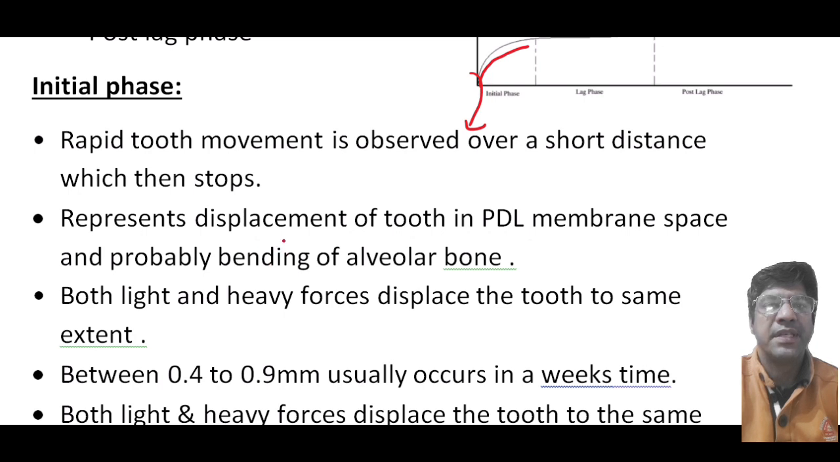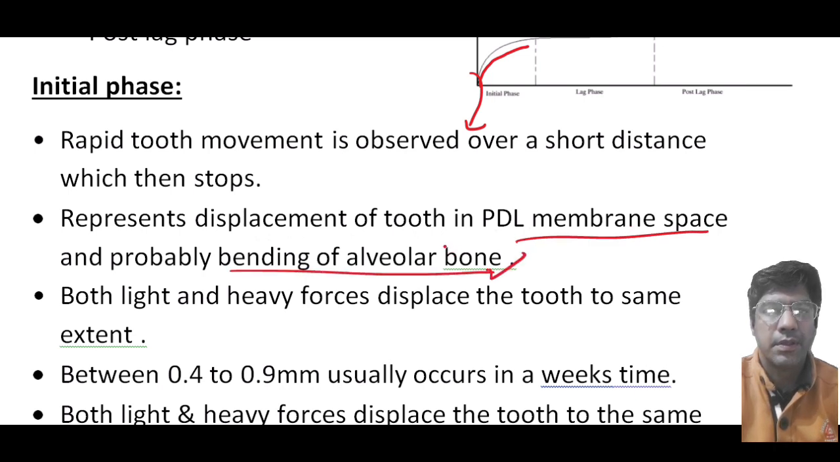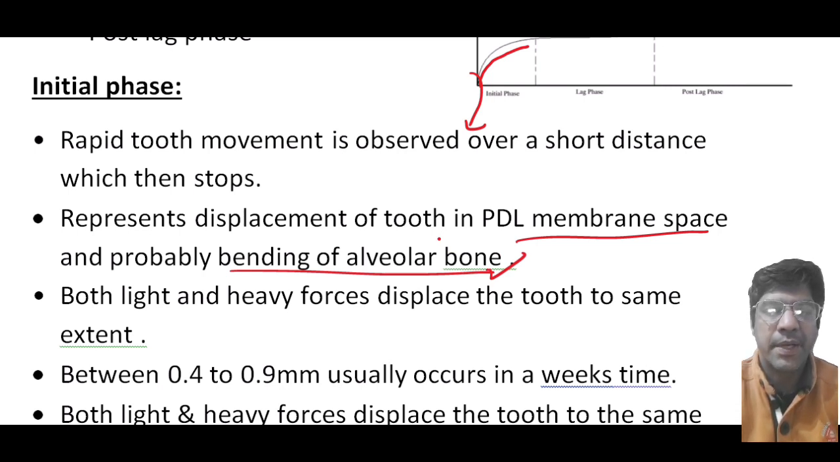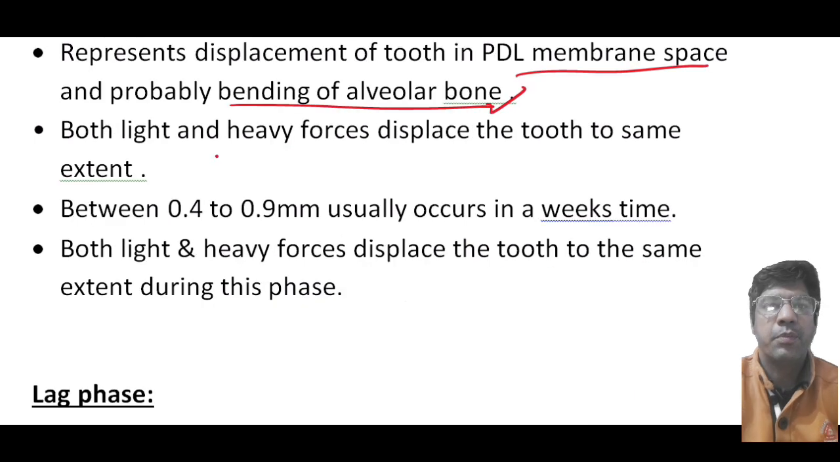So that would represent the displacement of tooth into the periodontal ligament space and probably bending of the alveolar bone. So this movement involves the tooth entering the periodontal ligament space and bending of alveolar bone. Remember, both the light and heavy forces displace the tooth to the same extent.